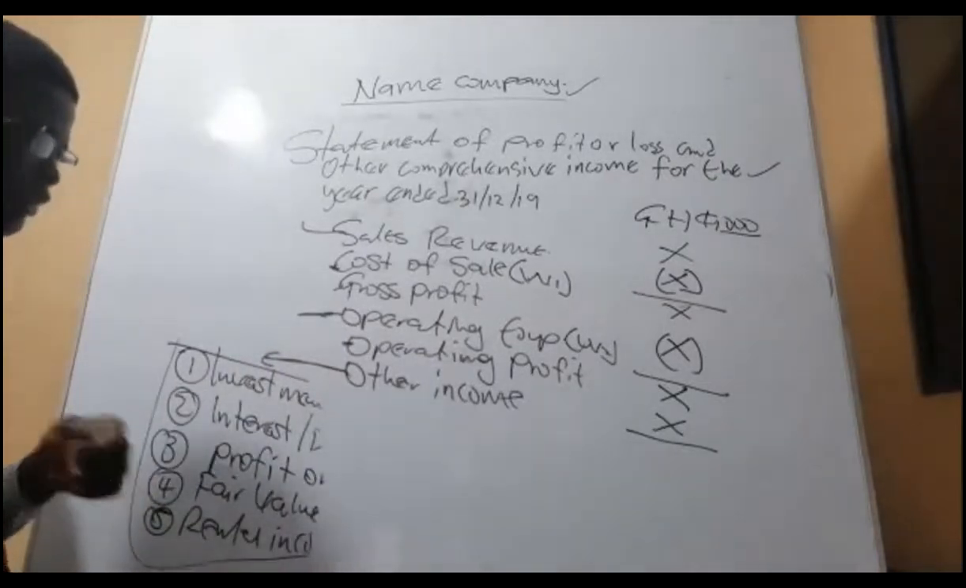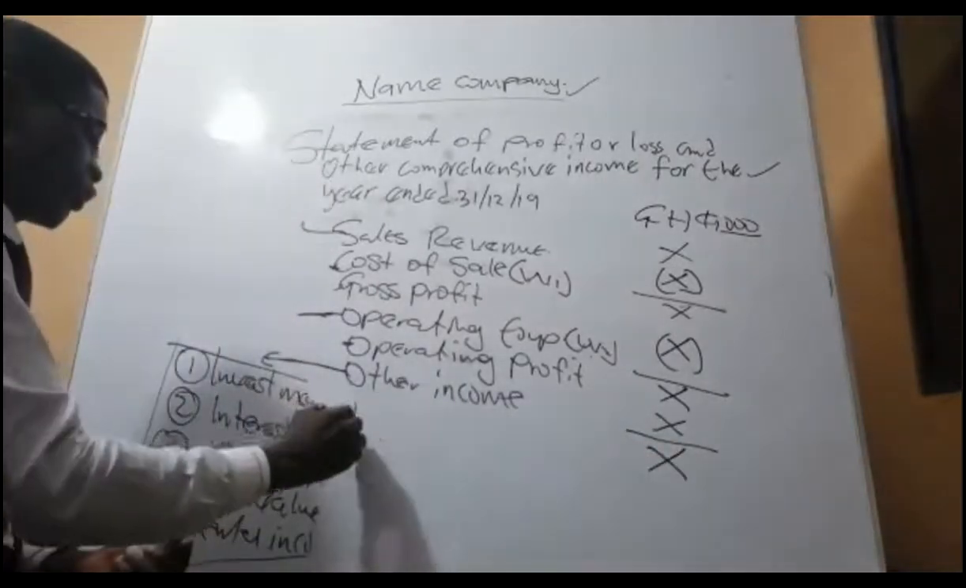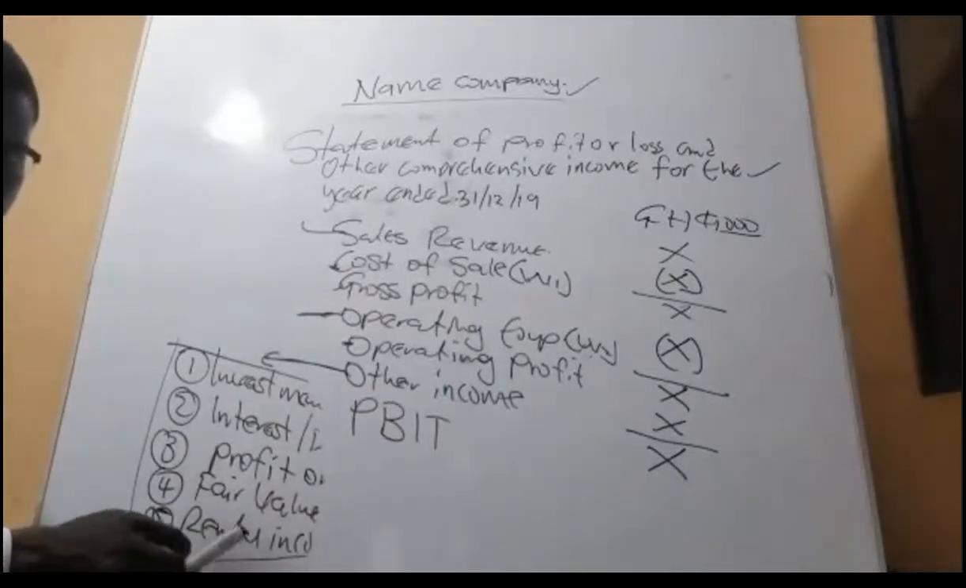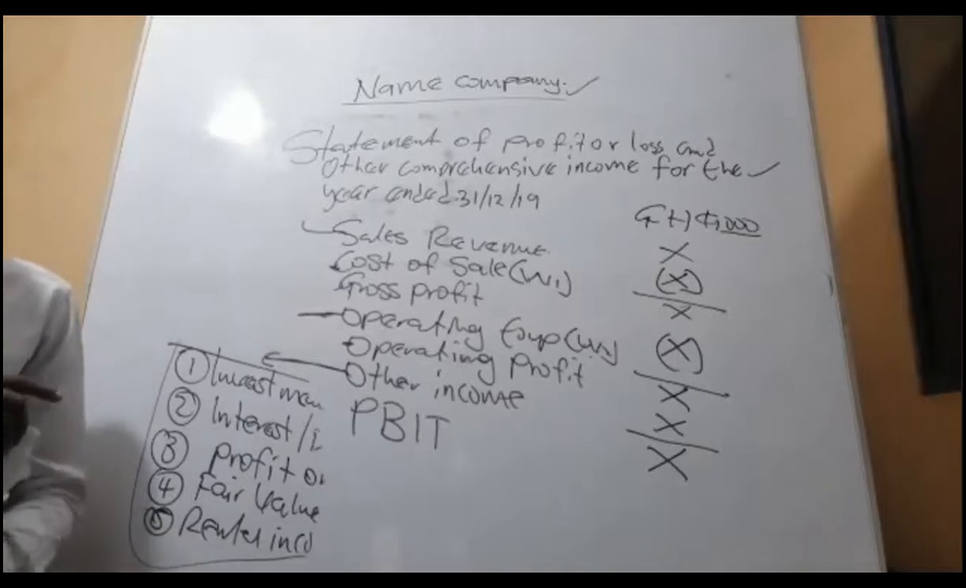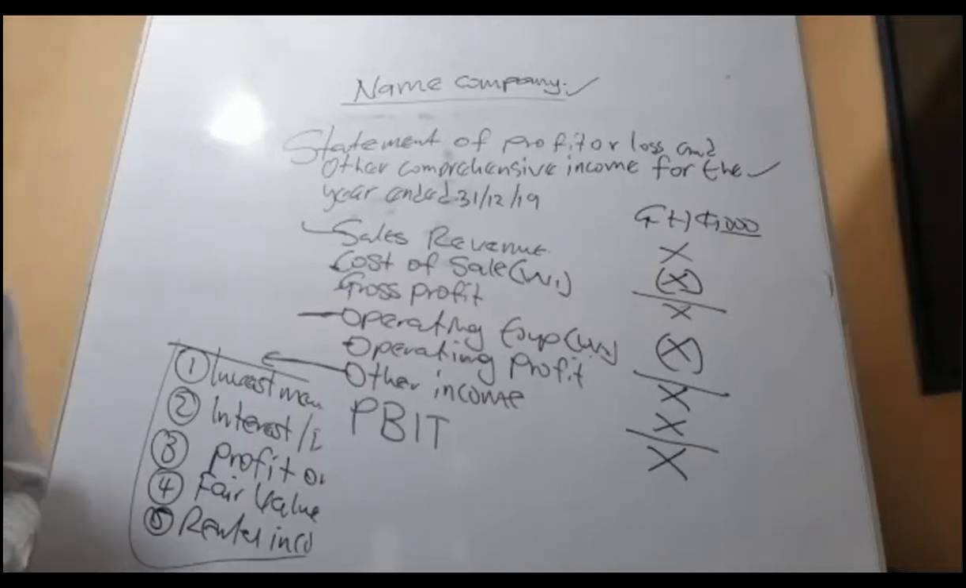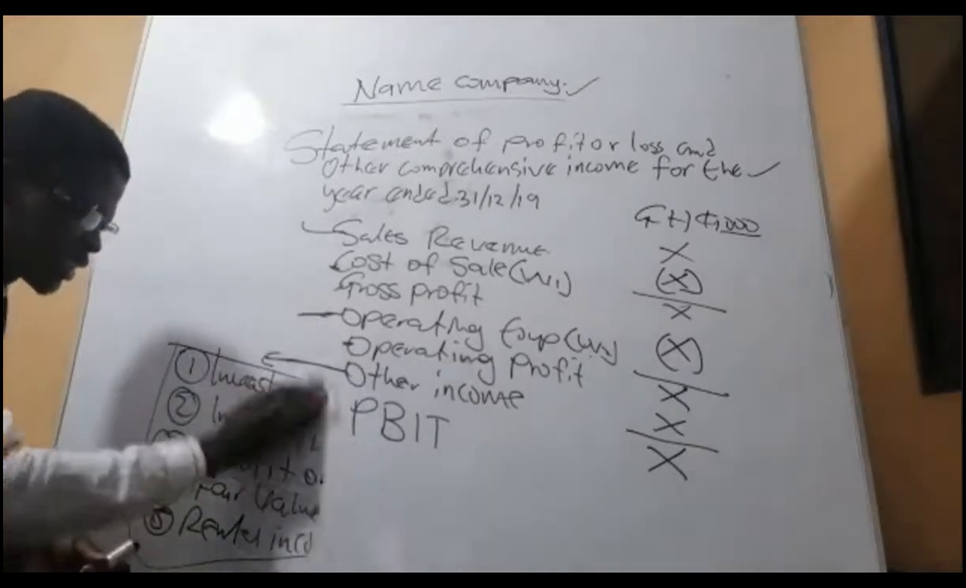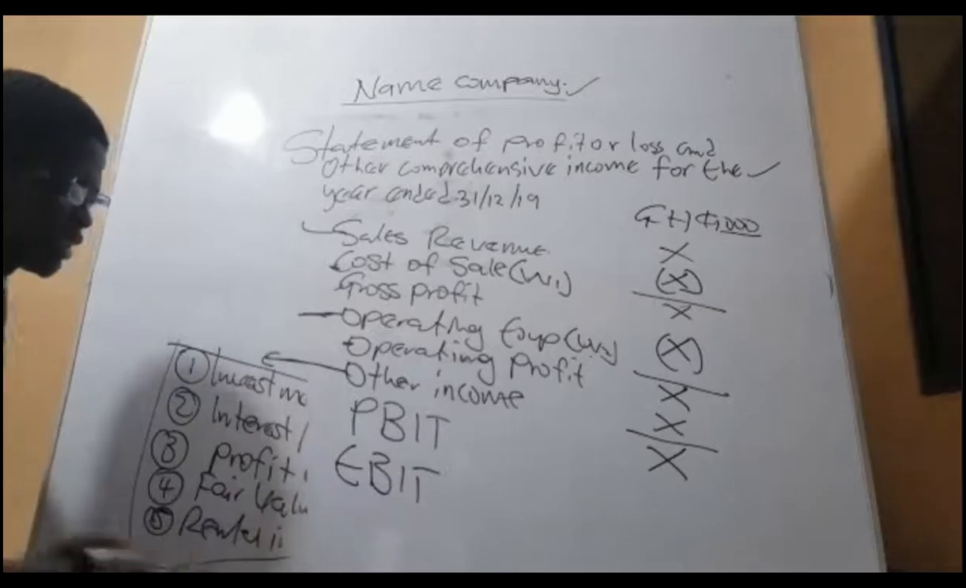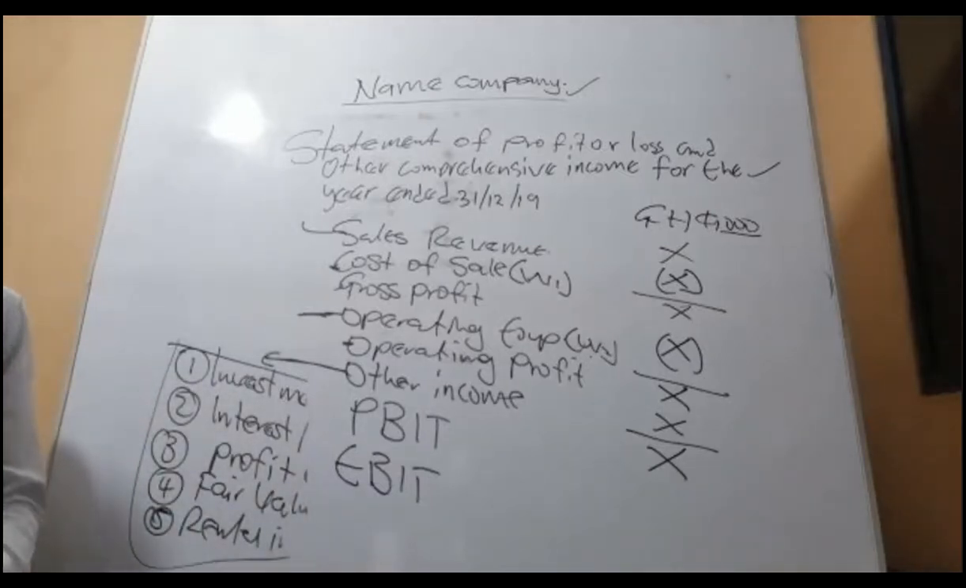So you will get a profit. You will name it what? Profit before interest and tax. This shortcut here is allowed. But this one we understand: profit before interest and tax. Finance students normally call it earnings before interest and tax, EBIT. In fact, earnings and profits are the same, and they are equivalent to retained.